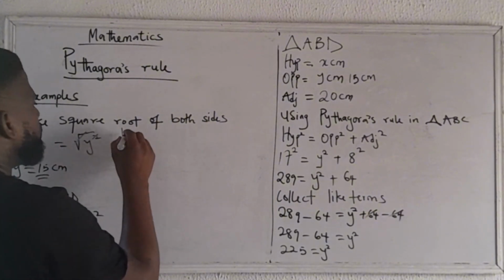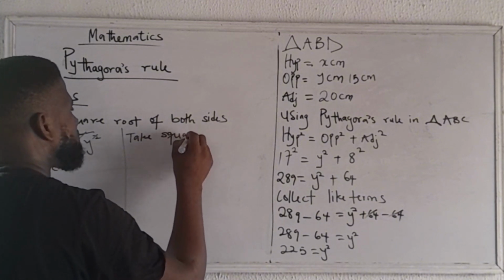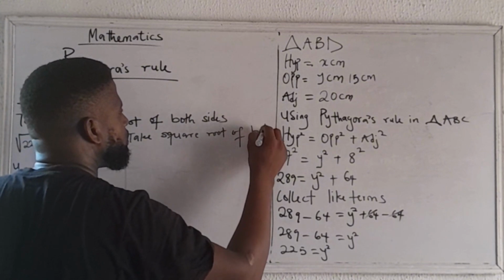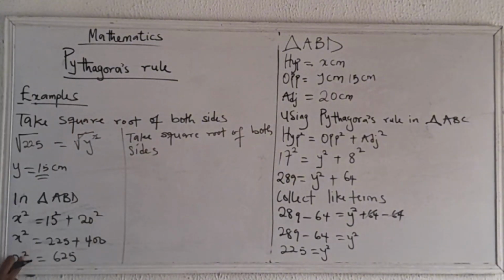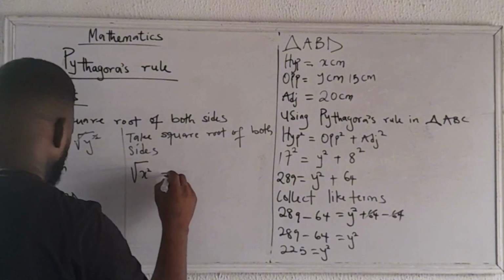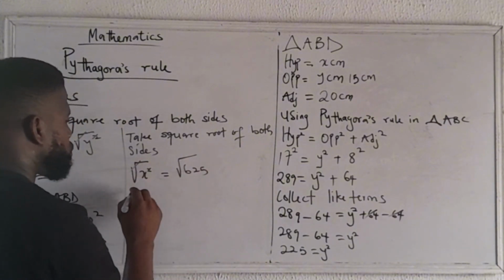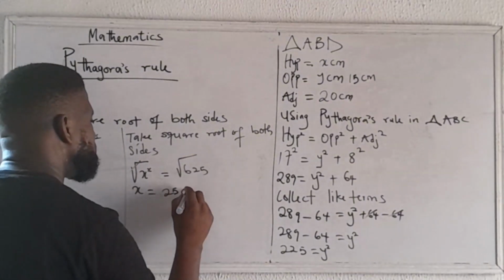So the next thing to do is to take square roots of both sides. To eliminate the square for x, since we are looking for x, not x square, so we have the square root of x square is equal to the square root of 625. This square will cancel the root. We have x equals square root of 625 is 25 centimeter.